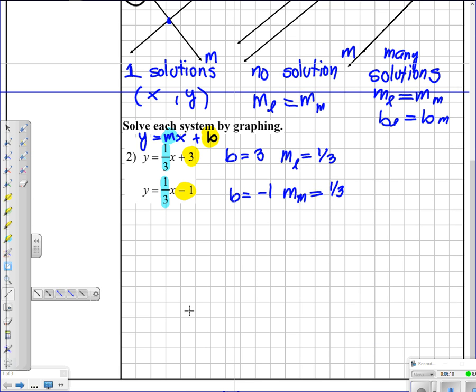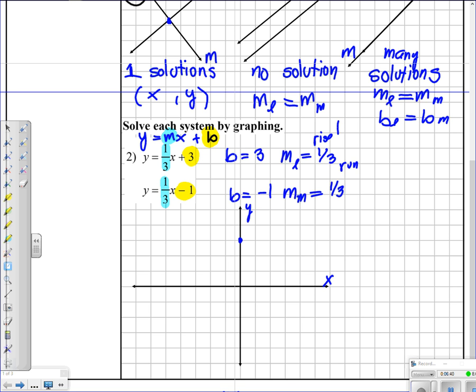Put in your x and y axis. Here's my x, and here's my y. Y-intercept is 3, go to 3. Remember, this is my x, and this is my y. Go to 3 on the y, 1, 2, 3. That is my y-intercept. Now, remember, this is my rise, and this is my run.